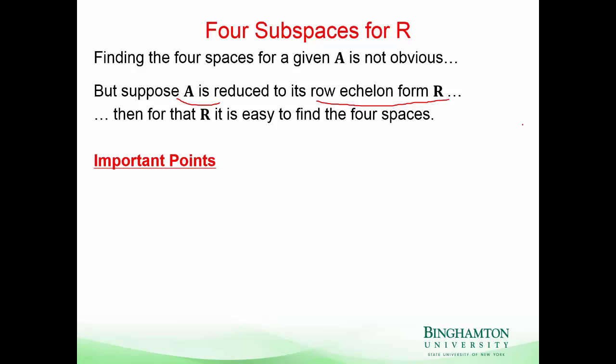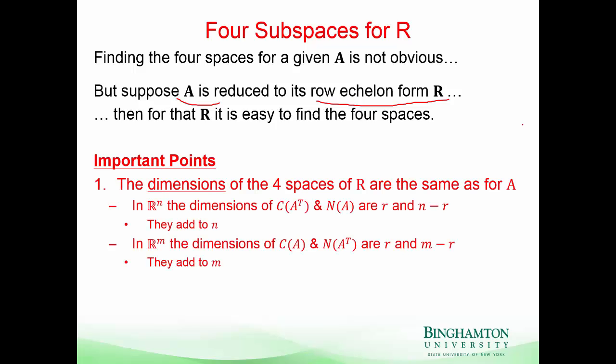Here are some important points that will be made clearer as we go through this. The dimensions of the 4 spaces of R are the same as for A. So all we really need to do is look at the dimensions for C of R transpose and N of R and show that they are r and n minus r respectively. Then in Rm, we look at the dimensions of C of R and N of R transpose and see that they have these. And we'll be able to argue that those dimensions for the R matrix will be the same as the dimensions for the subspaces for the A matrix.